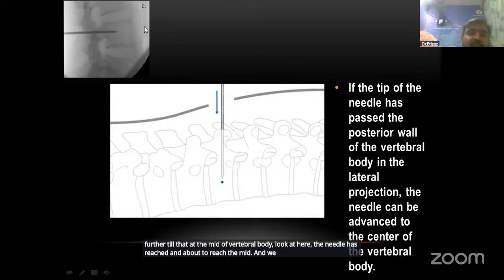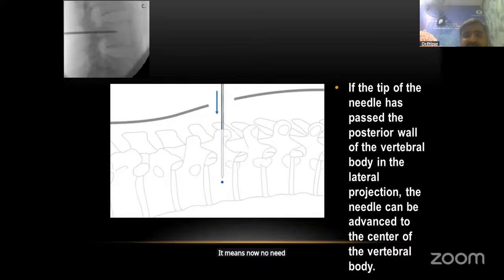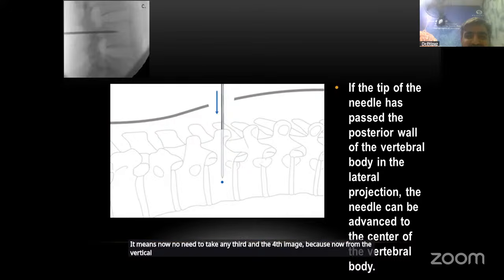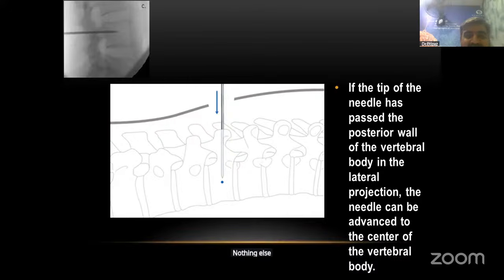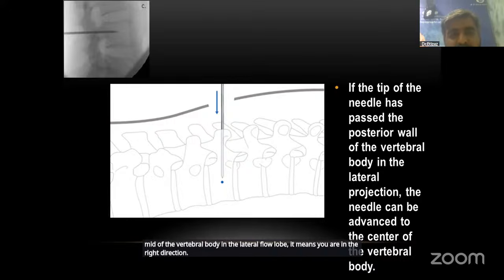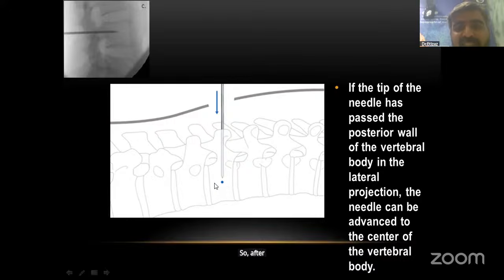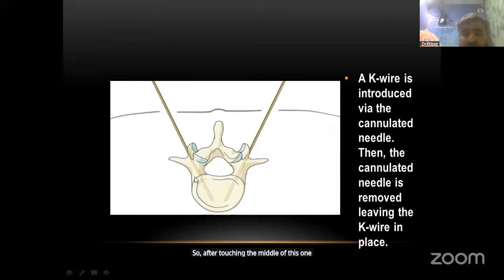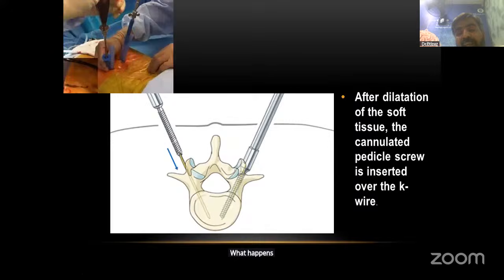And we have taken the last lateral image showing that our needle has reached the mid of the vertebral body. It means now there is no need to take any third and fourth image, because beyond the vertebral body there is no other extra structure where the needle will go. But sometimes we take it, though there is no need. When you have reached the mid of the vertebral body in the lateral view, it means you are in the right direction.